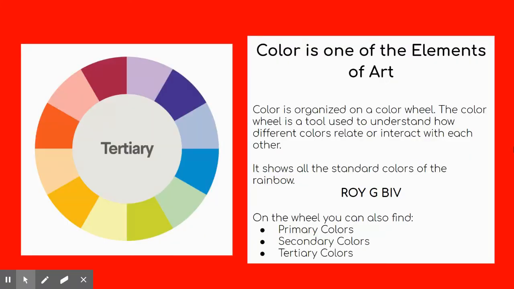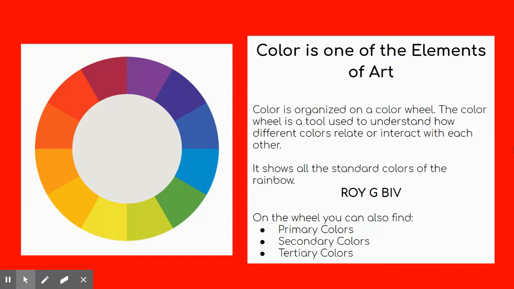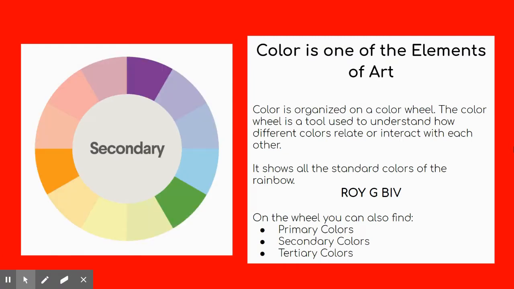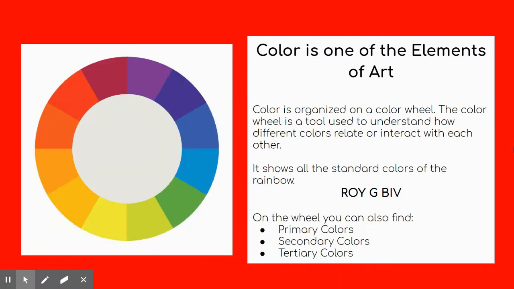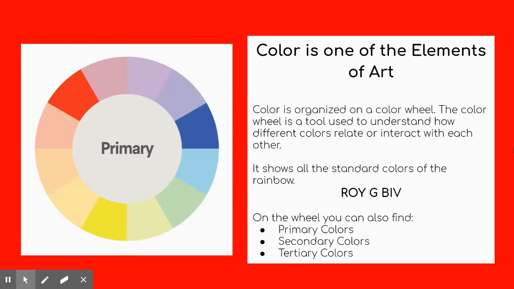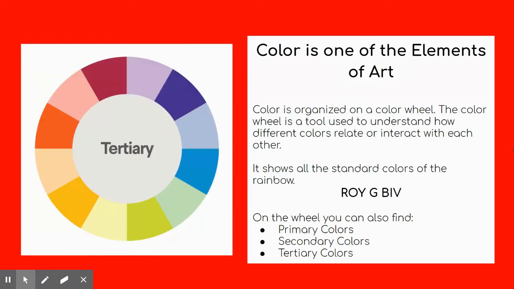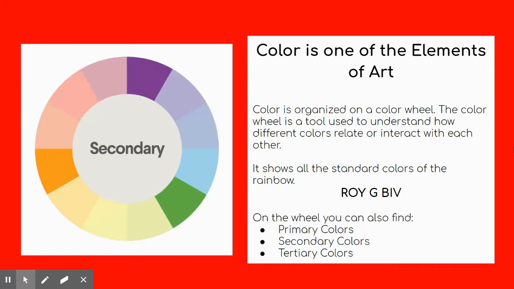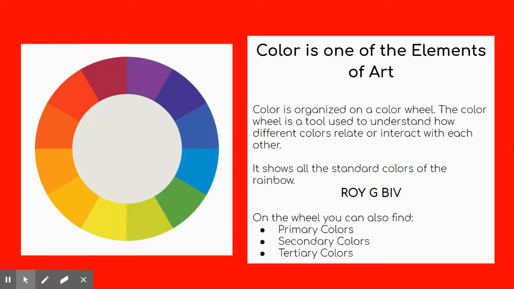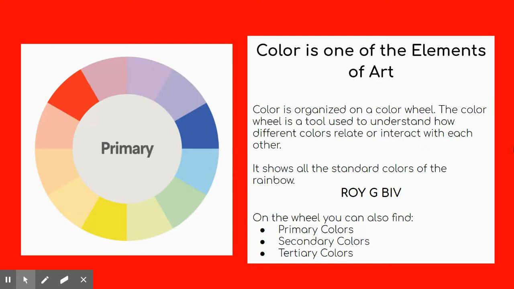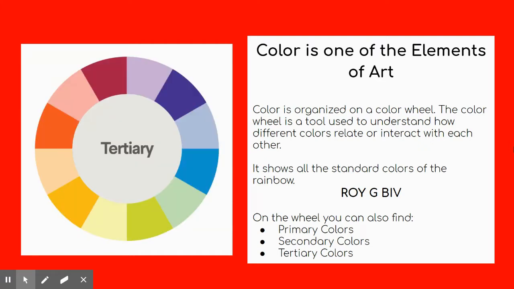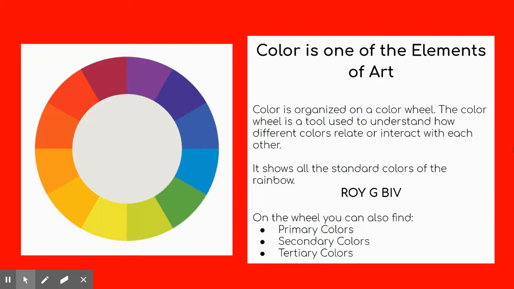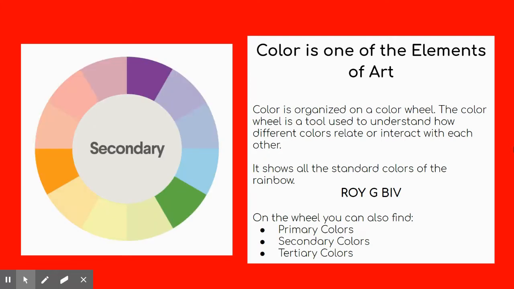Color is one of the elements of art. Color is organized on a color wheel. The color wheel is a tool used to understand how different colors relate or interact with each other. It shows all the standard colors of the rainbow: red, orange, yellow, green, blue, indigo, and violet. On the color wheel, you can also find primary, secondary, and tertiary colors.